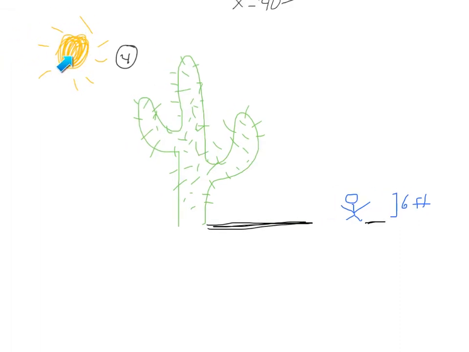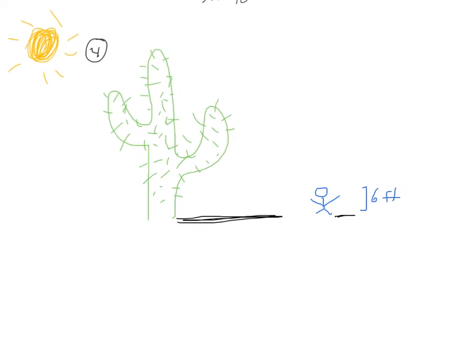I don't know if you've heard of it or not. It provides light. It's pretty cool. Big, hot. Anyway, so it's casting a shadow, right? It's casting a shadow. So the cactus has a shadow, and you also have a shadow. Okay, so you're 6 feet tall.